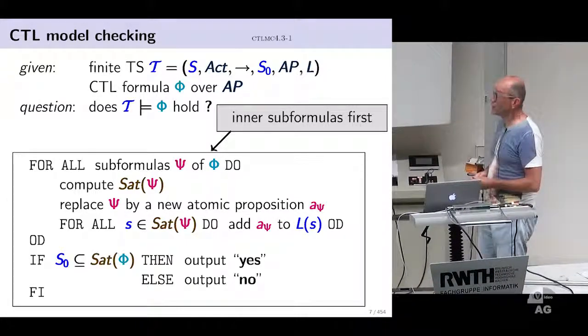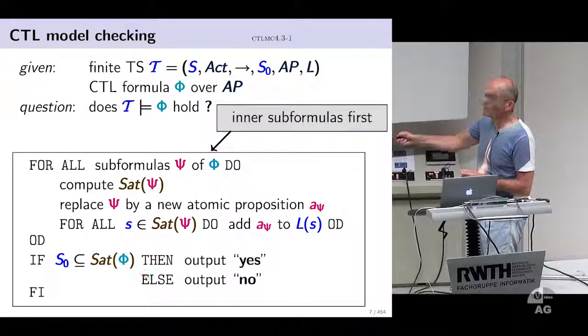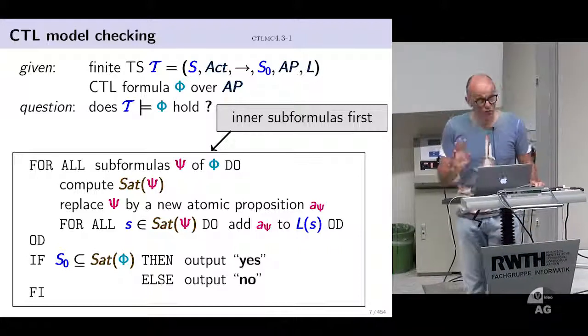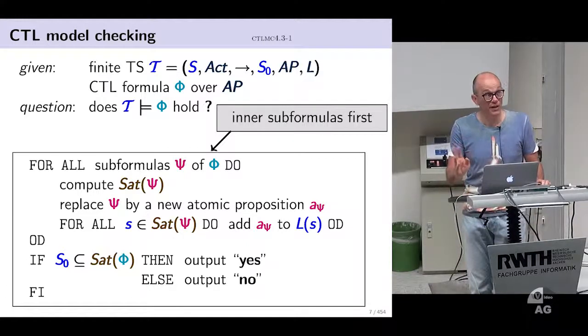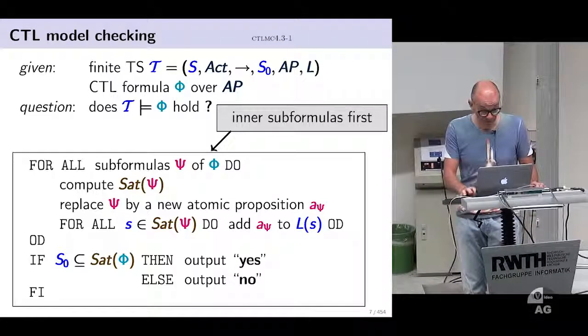And finally, what we need to check: if all initial states satisfy phi, then the output is yes, and otherwise the output is no. I'm not going to talk about counterexamples in CTL. That's a bit more hairy than for LTL. That's quite a bit more advanced.